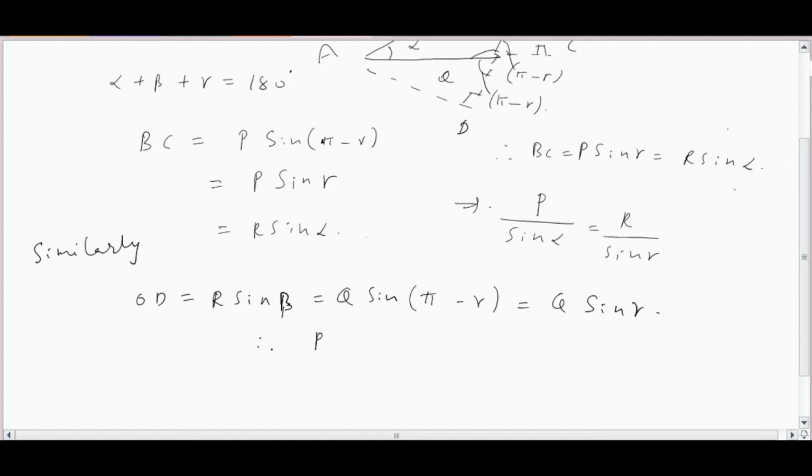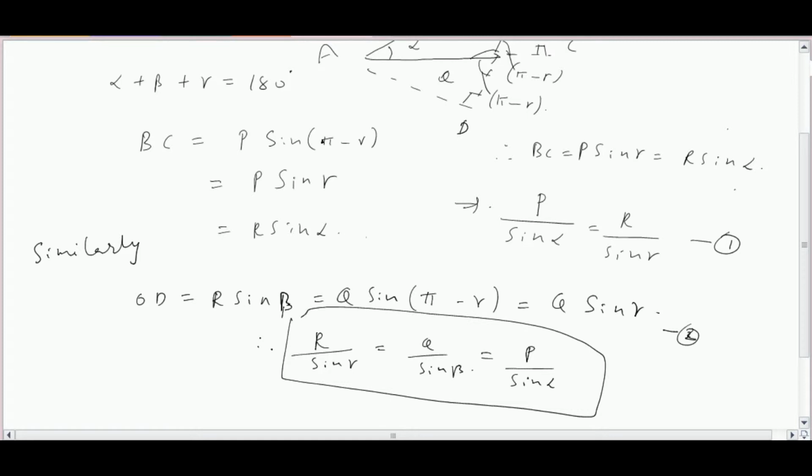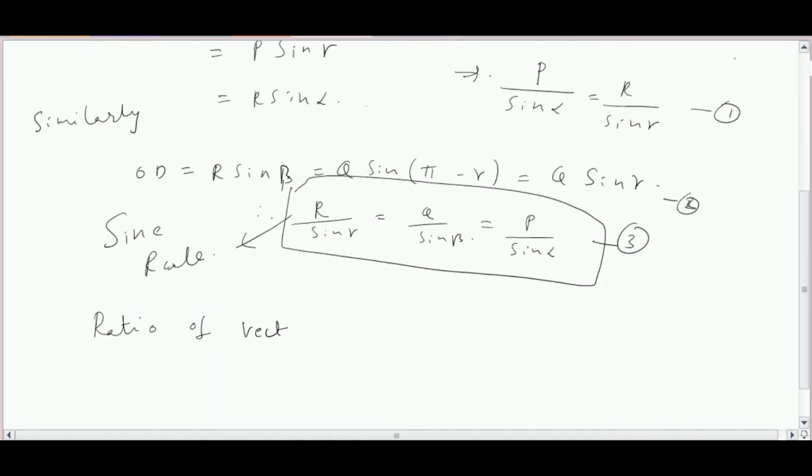So we can conclude that R by sine gamma is equal to Q by sine beta is equal to P by sine alpha from these two relations. We can conclude the sine rule as the ratio of a side of a triangle to the sine of the angle between the other two sides is constant. So this law can be applied anywhere. Hence this law, the parallelogram law, and the upcoming theorem, Lami's theorem, are very useful in engineering mechanics, particularly in the statics part, very much.